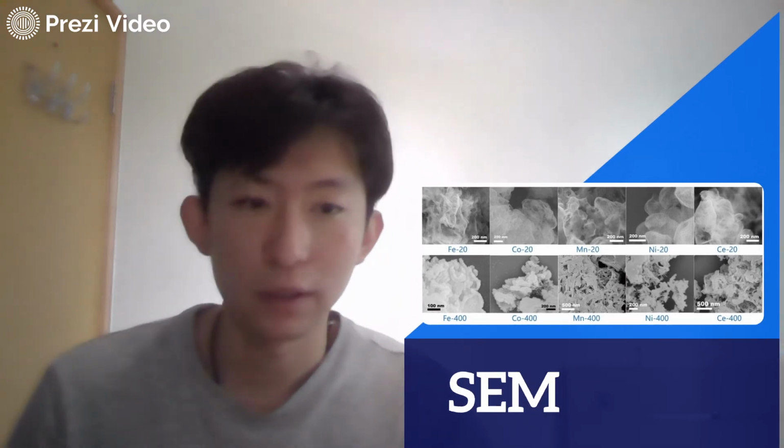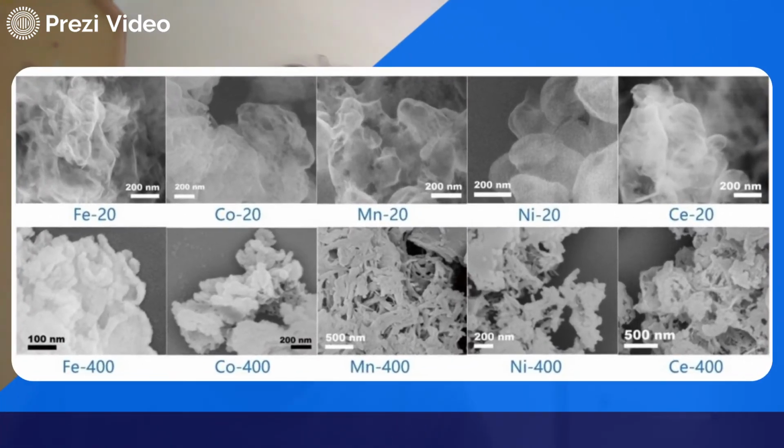Here are the SEM images for different samples. The low concentration doping samples are regular layered stacking like graphitic carbon nitride, and the high concentration doping samples are amorphous, compact stacking.